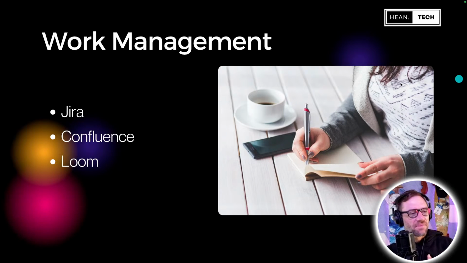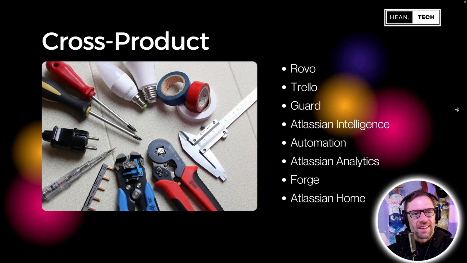So work management again is the smallest bucket. It just comprises these three things. But again, I've never called it work management. I just say we use Jira and Confluence. Now, the fourth category is this cross product.